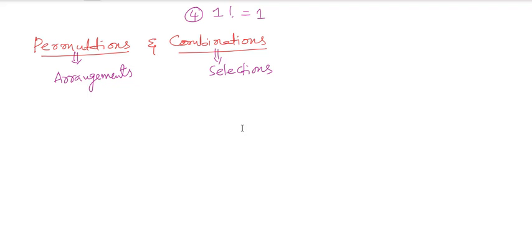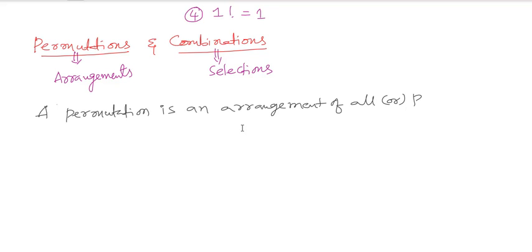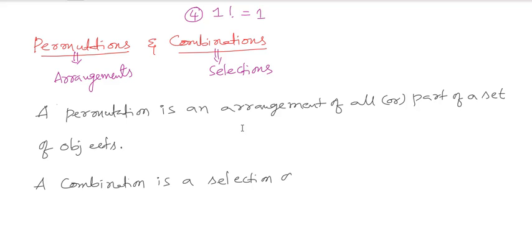If I take the definitions here, a permutation is an arrangement of all or a part of a set of objects. A part of a set of objects. This is the permutation. Similarly, a combination is simply a selection of all or part of a set of objects. Am I right or not?